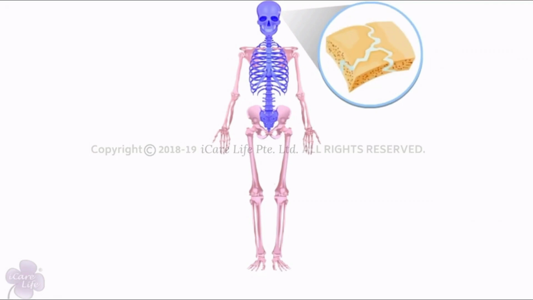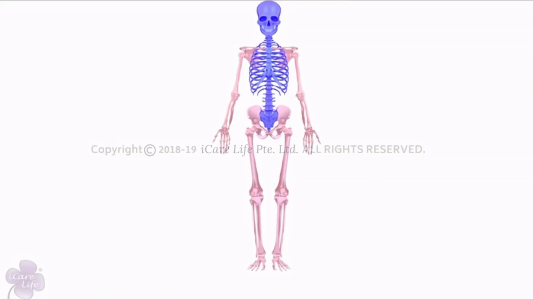Let's now look at the three types of joints in the body. Fixed joints do not move. These are found between the bones of the skull. These joints mainly provide protection.